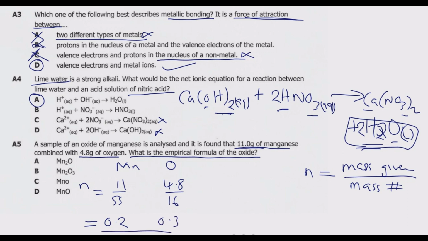So this is the ratio. So what we do, we need to make them whole numbers. So what we can do is multiply all of them by 10, so that this one now becomes 2 to 3, as the ratio 2 to 3. So what this tells us, we have basically 2 manganese, then 3 oxygen. So this is the formula. So when we check out the options, we discover that B is the correct option.